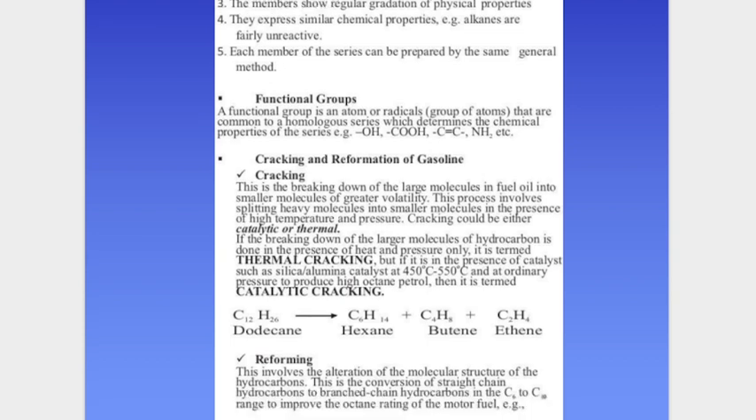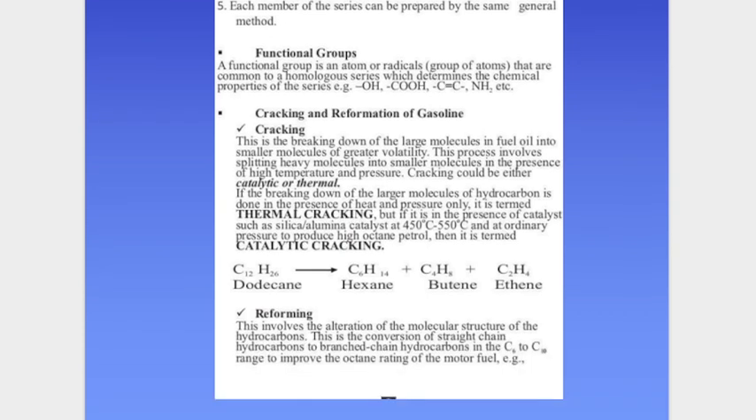On the other hand, reforming increases or improves the quality. It basically involves the alteration of the molecular structure of a hydrocarbon.